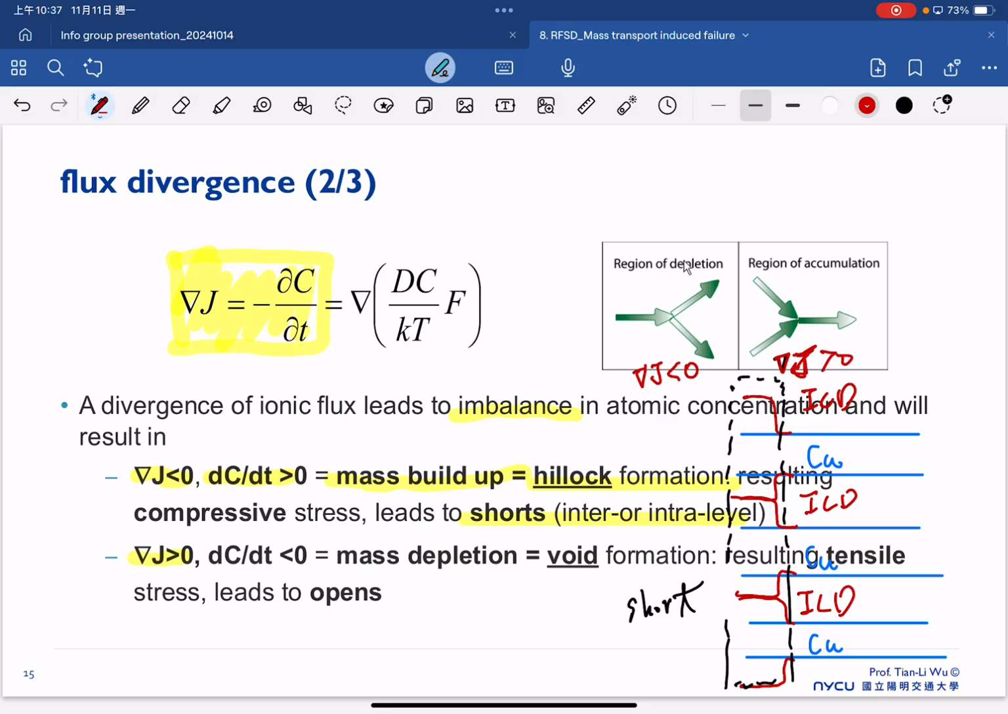So right, because now you have a 1, 1, this becomes 2. So your current gradient becomes positive here, and that means your concentration is decreased. Concentration, not the concentration gradient, it's the concentration versus time that is decreased. So that means this is a certain mass depletion. We have a void formation. So that's why we have a void formation in this region.